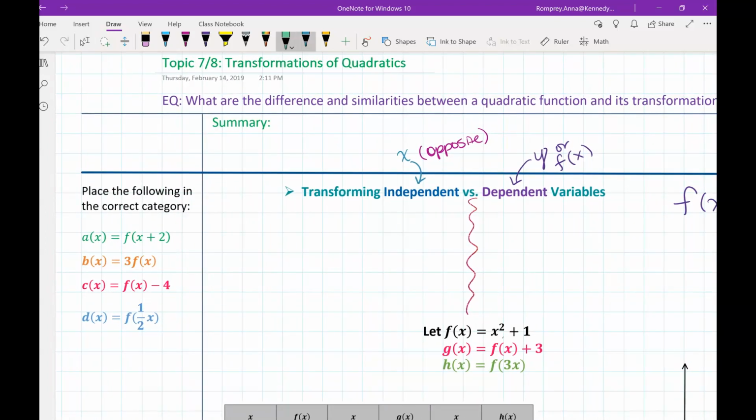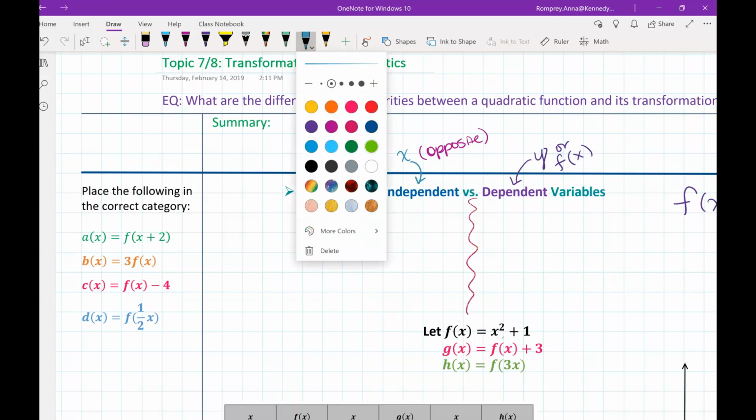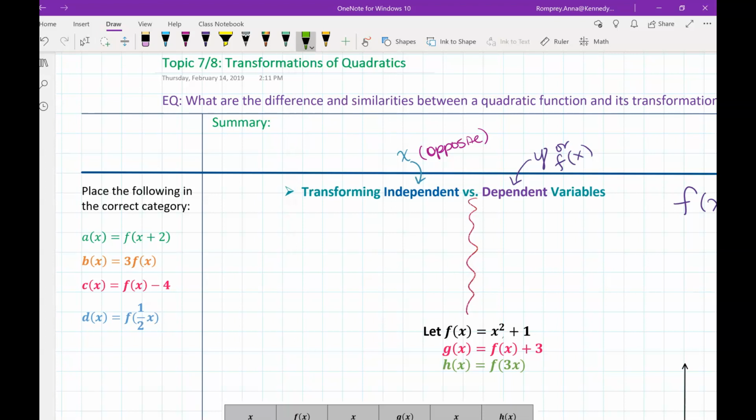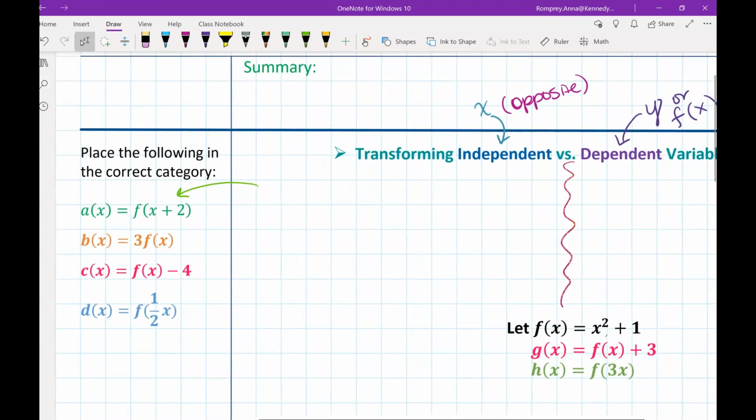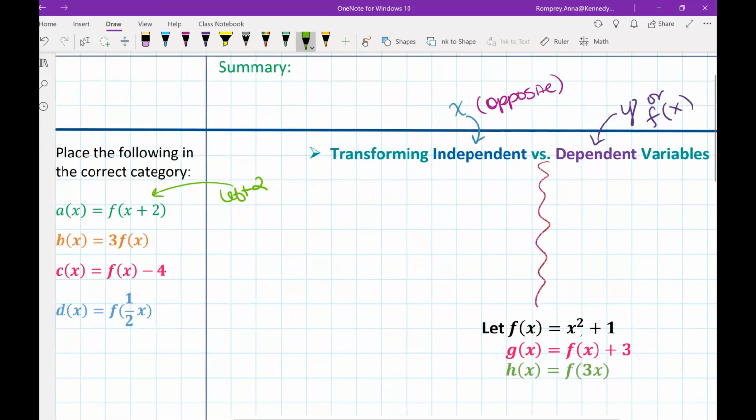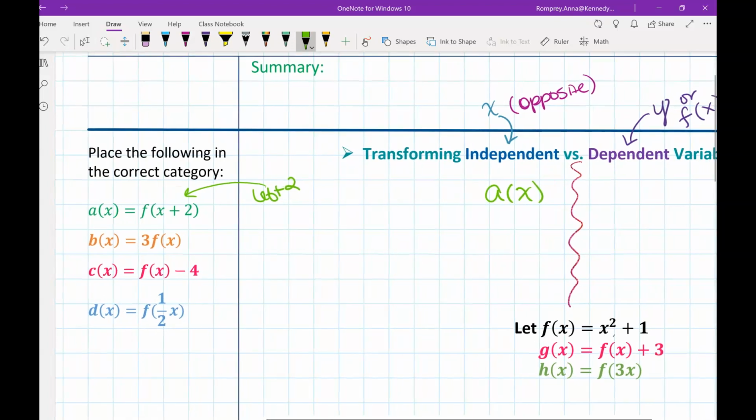All right, so the function a of x is f of x plus 2. So where is that transformation? Inside or outside? Inside. So it is affecting the x value. And what are my x values doing? Now remember, inside is always opposite. So since this is plus 2, it is actually going left 2 instead of right 2. So a of x affects our independent variable. It is going to take all of those x values and actually subtract 2. It's going to shift them left 2 units.